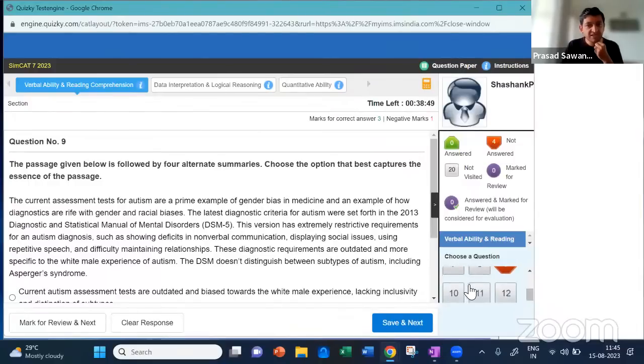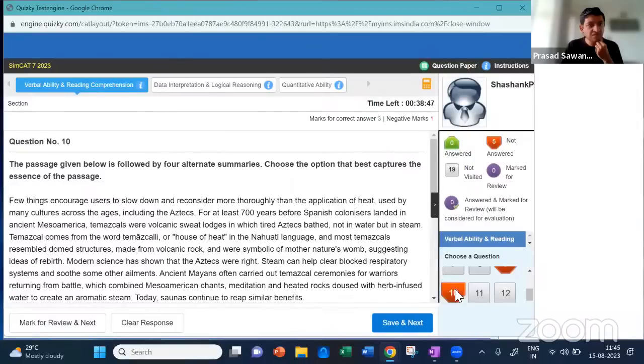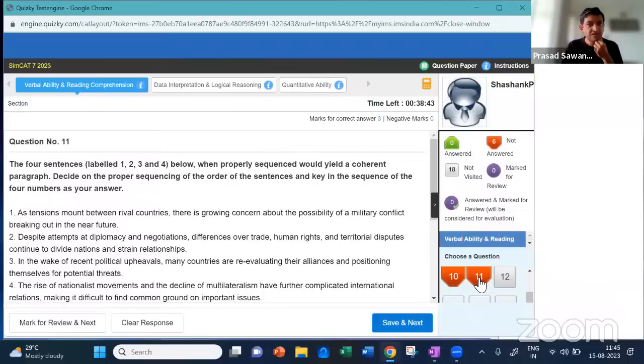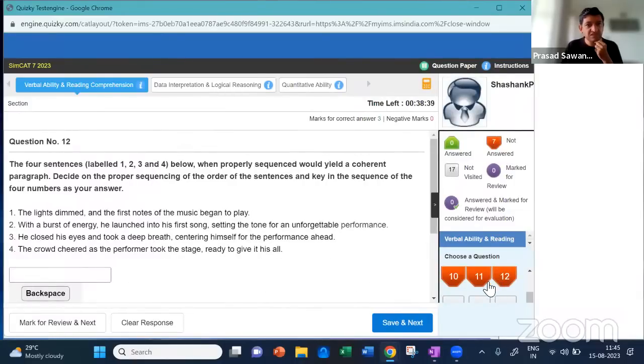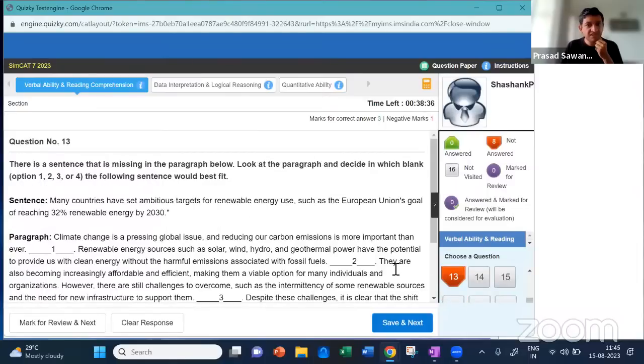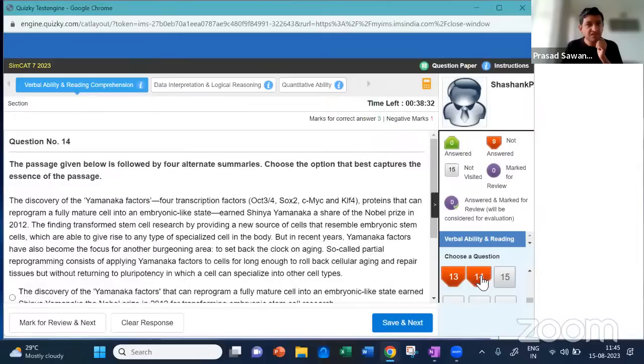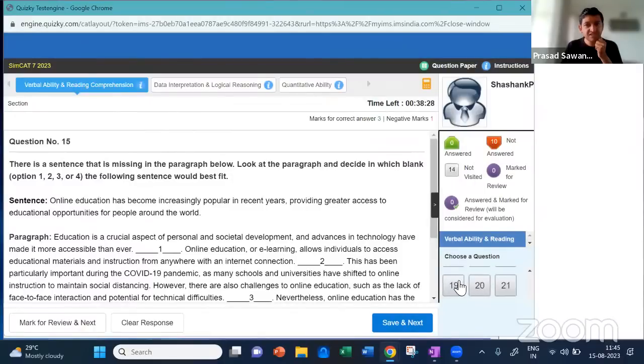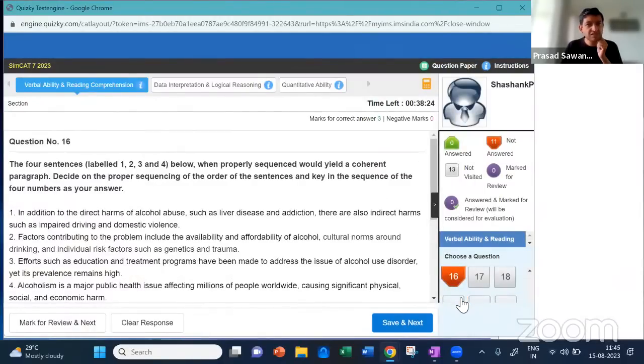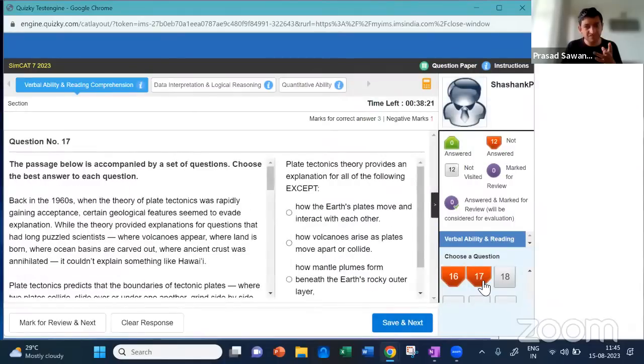So ninth is a paragraph summary. 10th is also a paragraph summary. 11th is a jumbled paragraph. 12th is a jumbled paragraph. 13th is the missing sentence bit that I think was similar to what appeared in last year's CAT. 14 is summary. 15 is missing sentence. 16 is a jumbled paragraph.